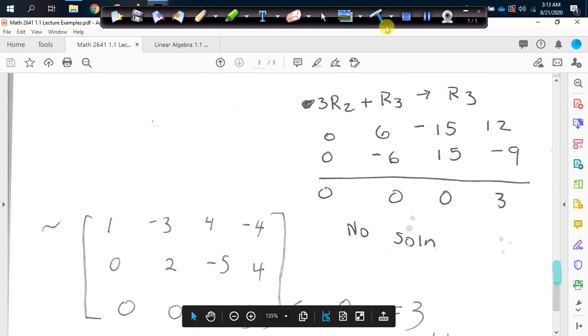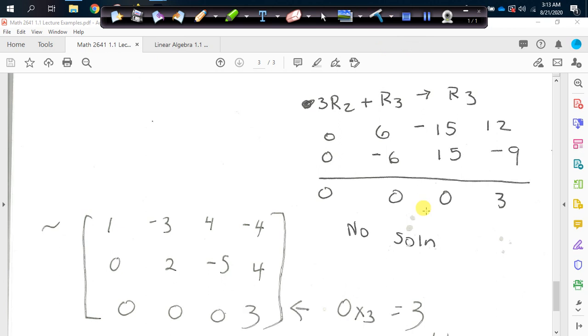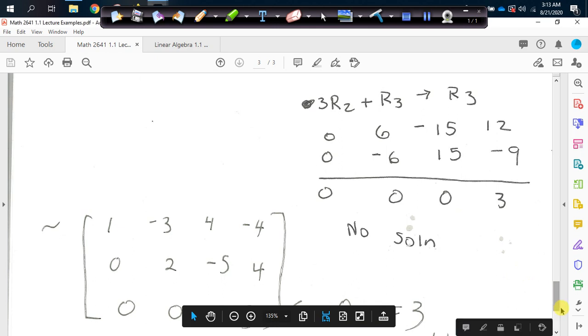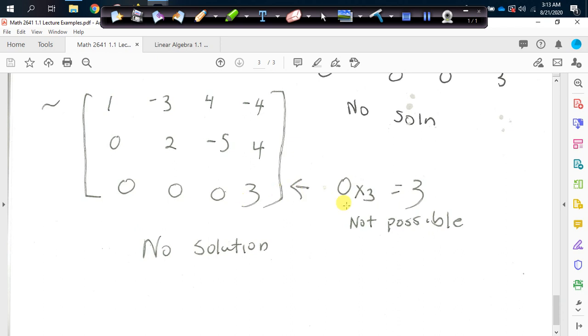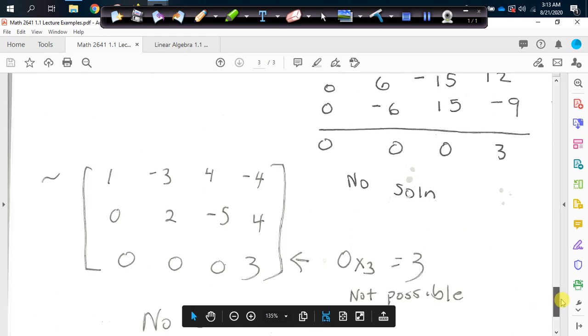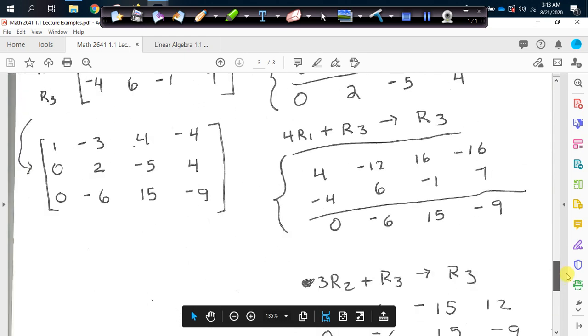Now, I can stop right now because when I get this in any row, if you think about it, this means 0 equals 3. So it's like 0 times x1 plus 0 times x2 plus 0 times x3 equals 3. Just think about the last position over here: this means that 0 times x3 equals 3. That's not possible. If you were to try to solve that for x3, you'd be dividing by 0, which is undefined. So what that means is this example has no solution. Okay, there is no solution.